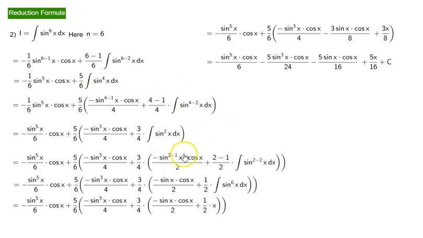That was the reduction formula for sine n x.